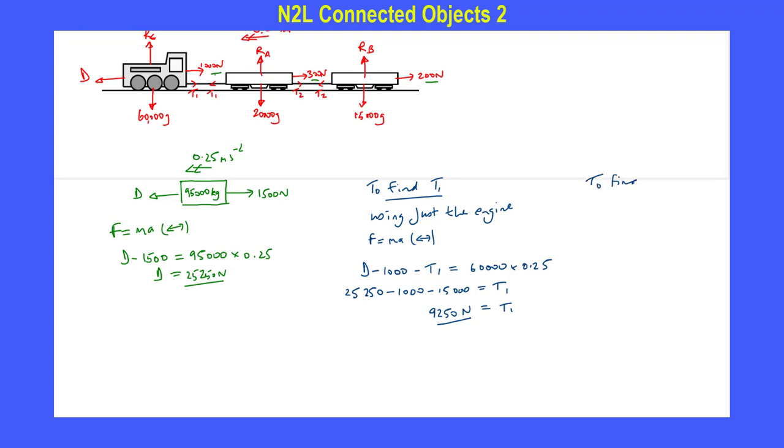To find T2, I'm going to use truck B. So using F equals ma, I know that I've got T2 as my force to the left, I've got a resistance of 200, and I've got a mass of 15,000. So I can set up my equation, rearrange it, and find what T2 is going to equal.